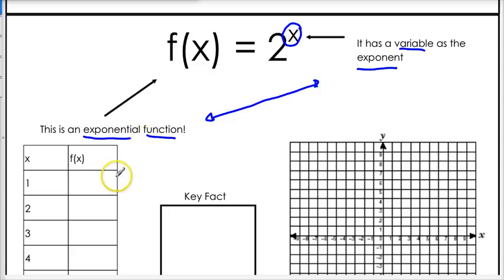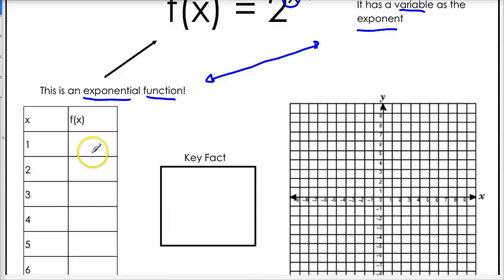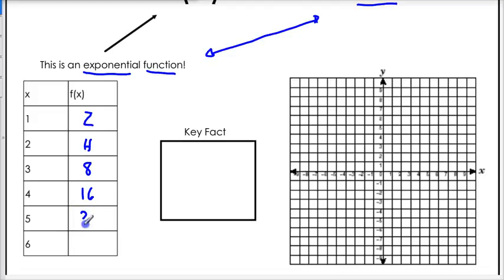Now let's see what that looks like in a table. Let's plug in these values. When I plug in 1, put this in the calculator, see what you get. See if you can fill this out, pause the video. Well, if you put in 1, you get 2. If you put in 2, you get 4. If you put in 3, you get 8. If you put in 4, you get 16. If you put in 5, you get 32. And if you put in 6, you get 64.